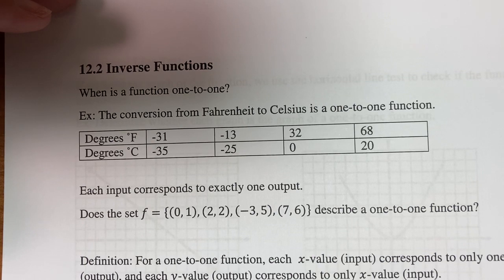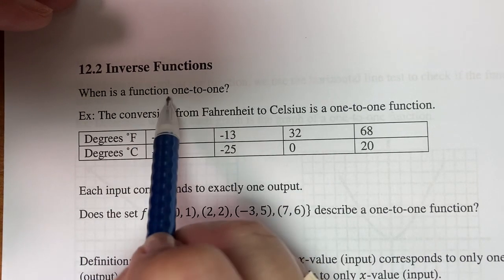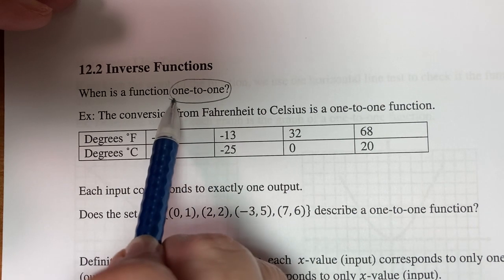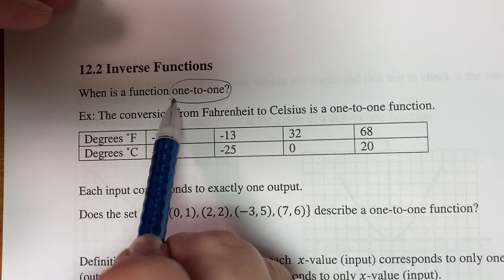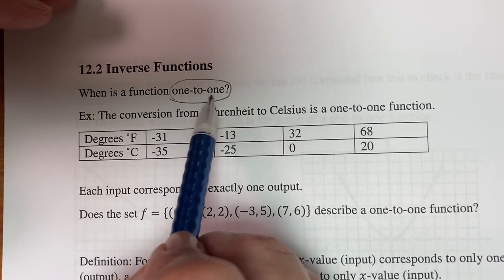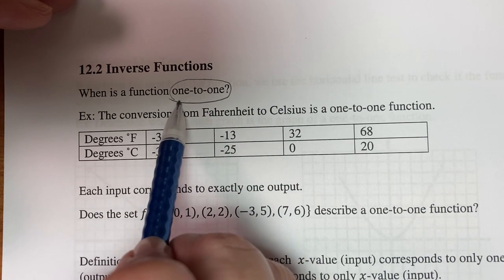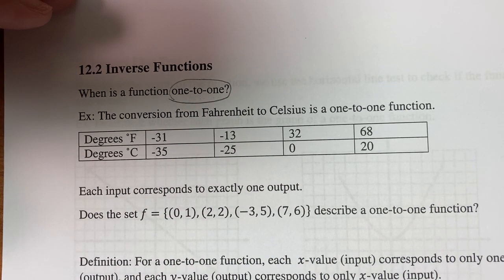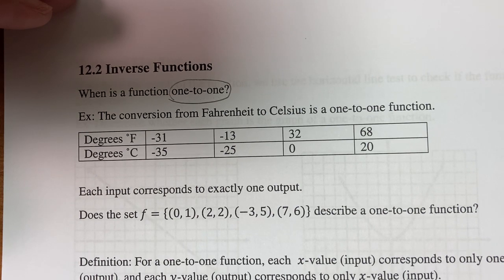So now let's take that one step further. When is a function a one-to-one function? Well, a function is a one-to-one function when not only do the x's not repeat, but the y's also do not repeat. So all of the x's are different and all of the y's are different. That's when you have a one-to-one function.